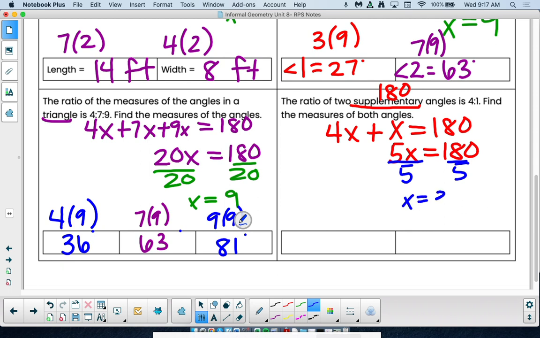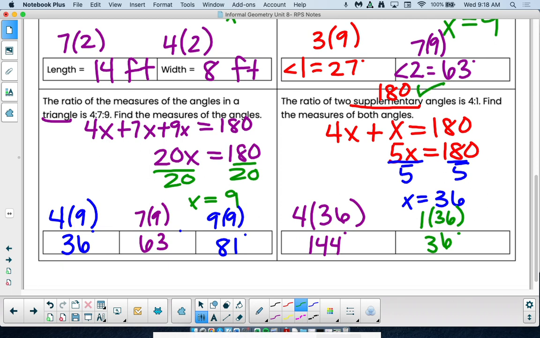X gives us 36. Now we want to find the measures of those angles, so 4 times 36 gives us 144 degrees. And this one is just 1x, so 1 times 36 is just 36. What's 144 plus 36? 180. It checks out. We're good to go.